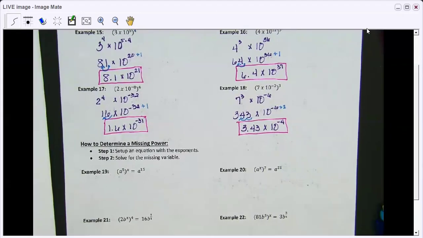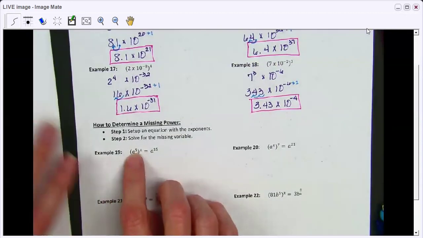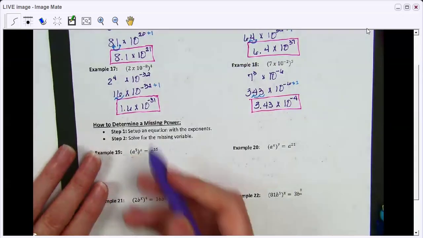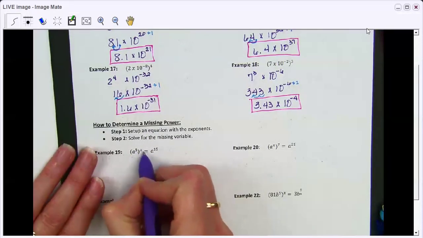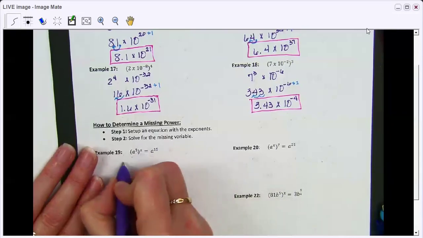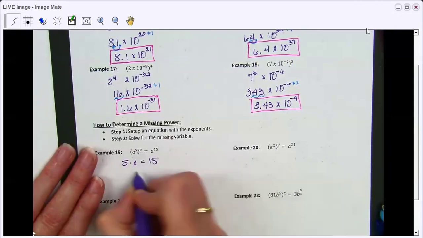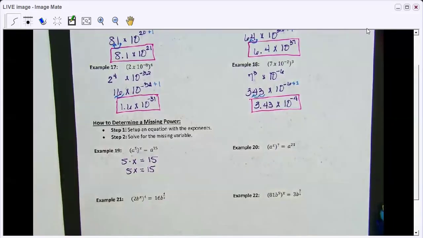Okay, let's go down to the bottom. How to determine a missing power. We did this in the last assignment when we were adding exponents. So remember that when we have a power raised to a power, we have to multiply these two together to get 15. So I'm going to take 5 times x to get 15, which is the same as 5x equals 15. And then I'm just solving that to figure out what my missing power is.